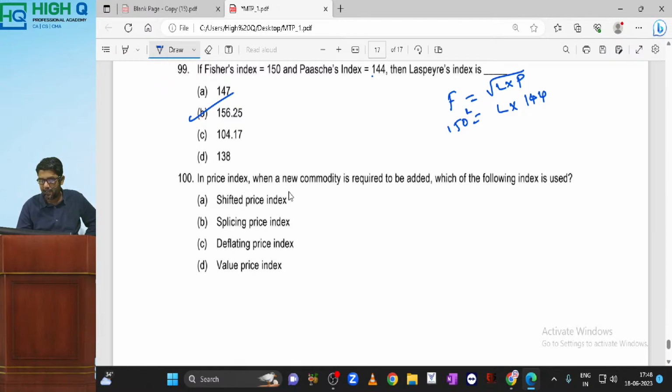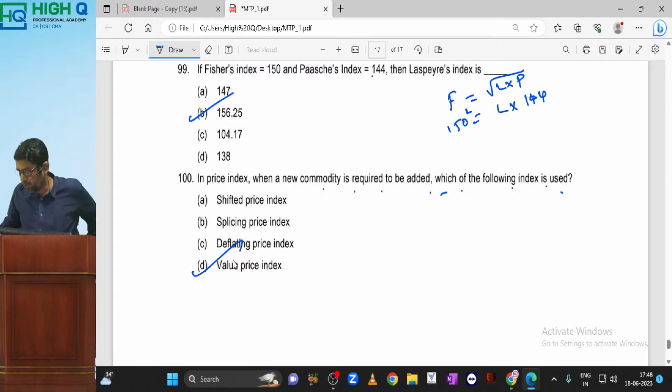In price index, when a new commodity is required to be added, which of the following indexes is used? Value index, because a new commodity to be added means value index, my dear.